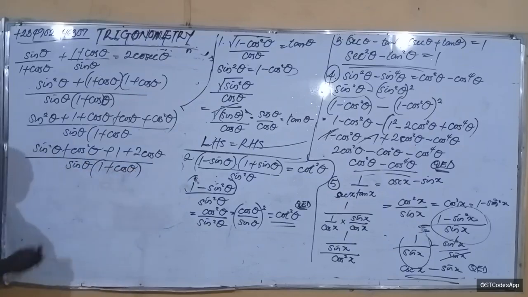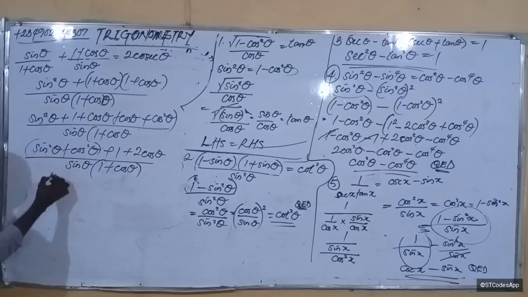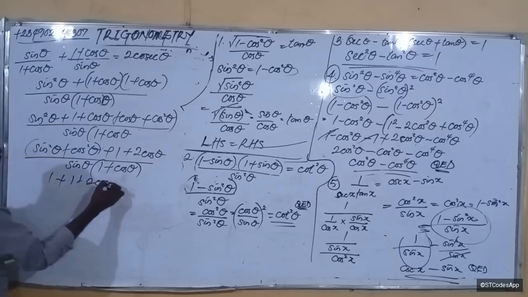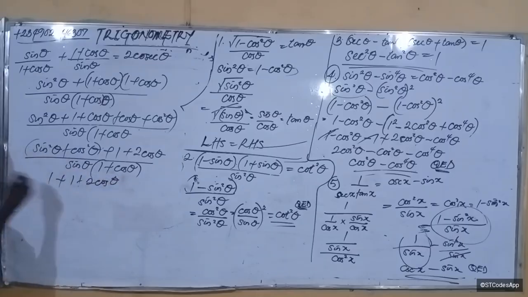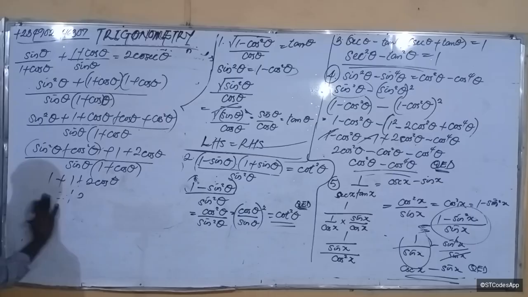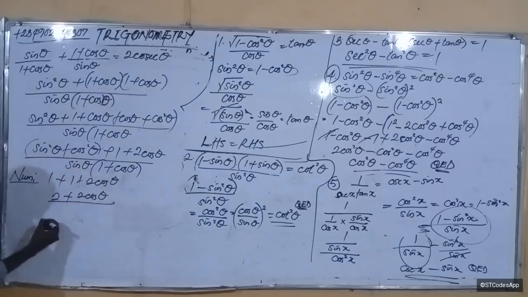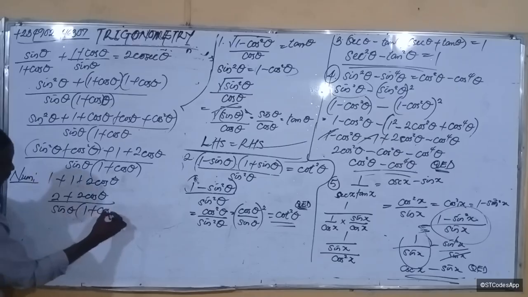So from here, sine squared theta plus cos squared theta is 1. So we have 1 plus 1, that is 2, plus 2 cos theta. Okay, so from here let's solve the numerator alone now. The numerator alone becomes 1 plus 1, 2 plus 2 cos theta. Okay, this one cannot go any further. Let's see, what are we reducing to? To 2 cosec theta, okay. That is 1 over sine theta. The question is not hard though, at all.